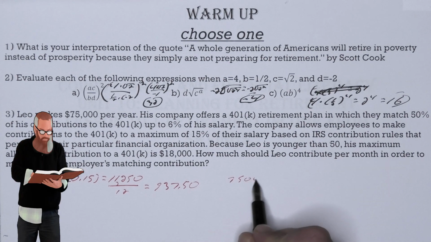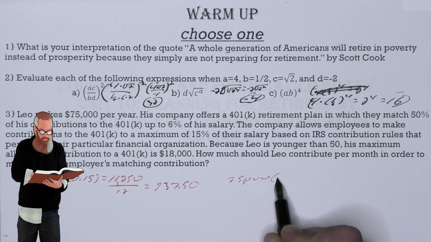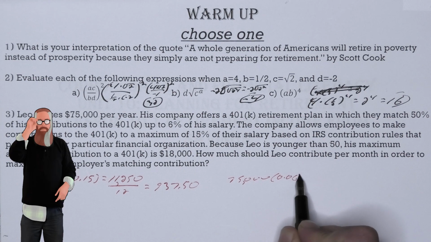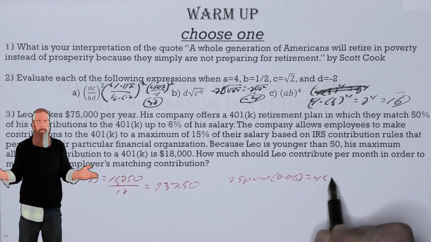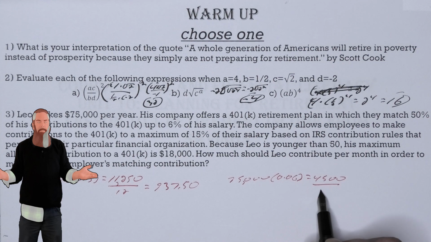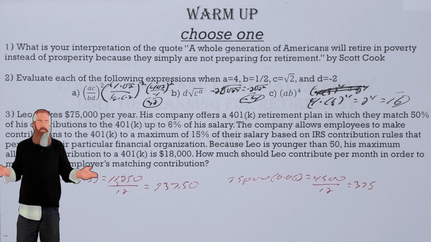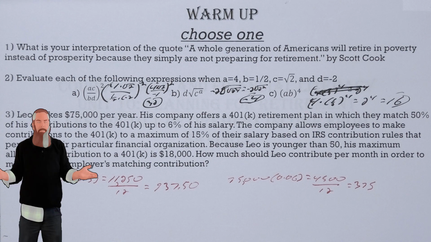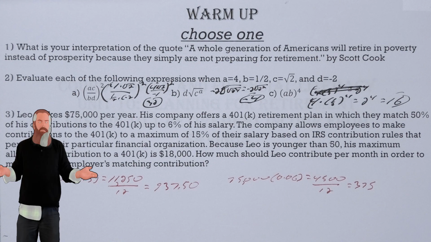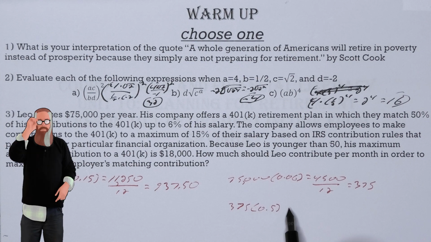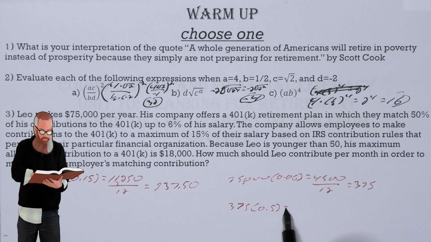But suppose Leo only wants to contribute the amount up to the employer's matching contribution level. He finds 6% of his salary and then divides that by 12. So $75,000 times 6%, or 0.06, to get $4,500. Dividing that by 12, he gets $375. Leo will make a monthly contribution of $375 to his 401k account.